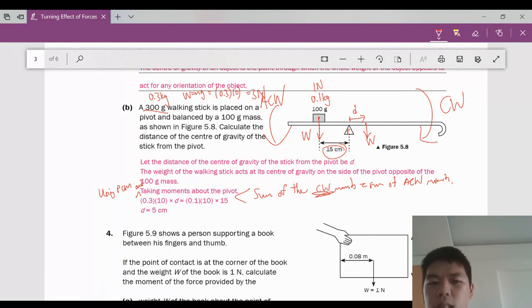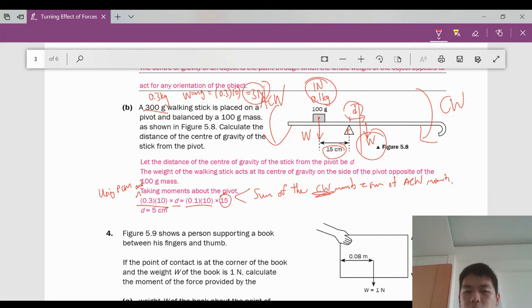So clockwise is W, which is here, 3 newtons, times the distance D, which we do not know. Next, we have a mass here, which is 1 newton, times the distance of 15 cm. So if we do the math, you can find that D equals 5 cm. This is just balancing of the moments itself.